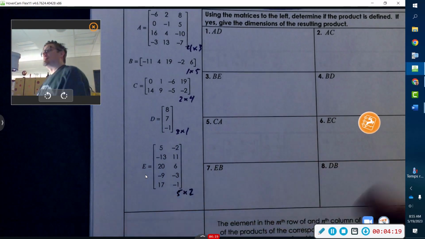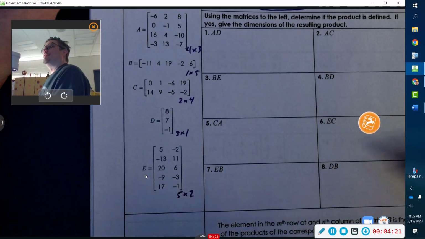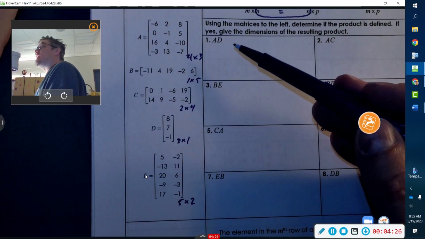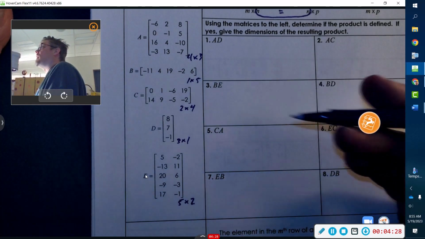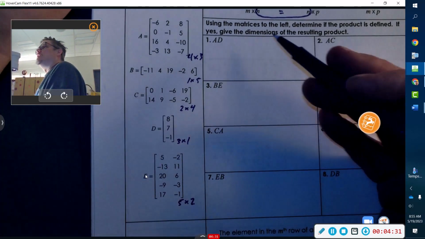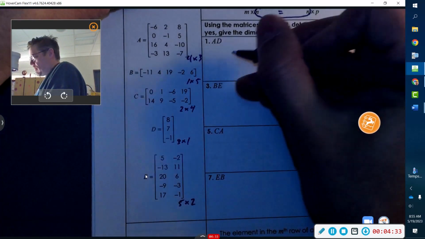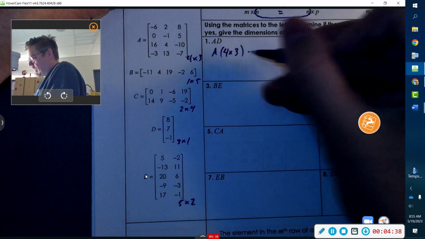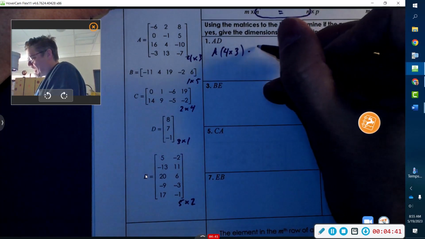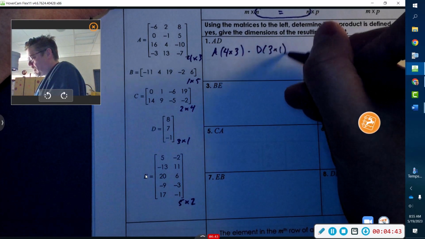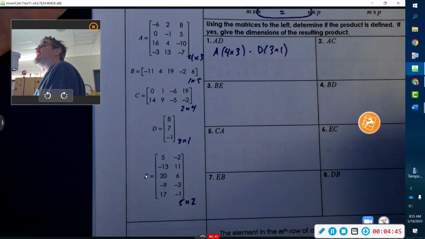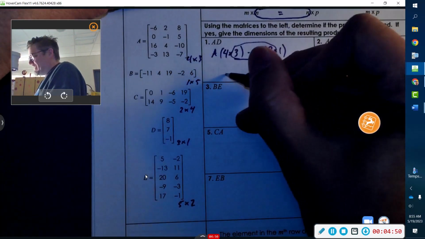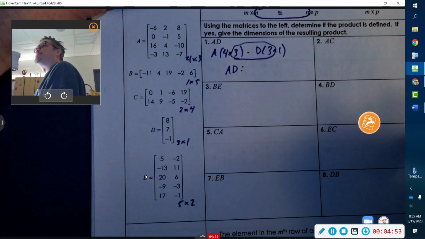Now this is a whole mishmash of dimensions with these matrices. What we want to do is just see if we can do it, and what the dimensions of our product are. So A times D would be A, a 4 by 3, and if we multiply by D, that is a 3 by 1. Is that doable? It is, because the inner 3 and 3 match. What are the dimensions of AD going to be? A 4 by 1.